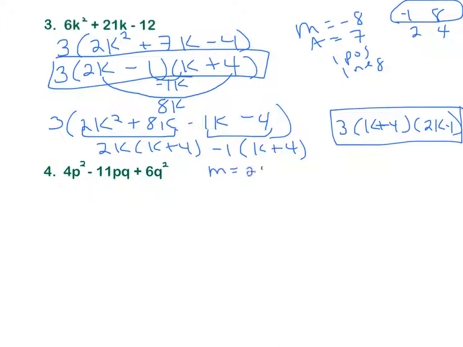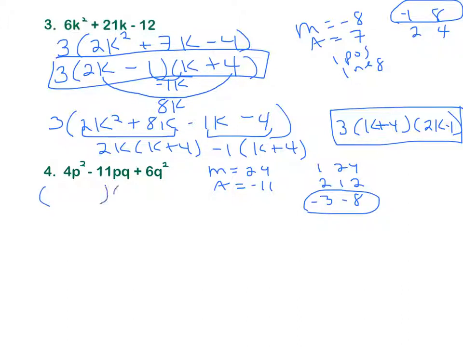Multiply to equal 24, add to give me negative 11. So I have 1, 24, 2, 12, 3, 8, and I multiply to give me positive, add to give me negative, so these are going to be both negative. I have negative 3 and negative 8.